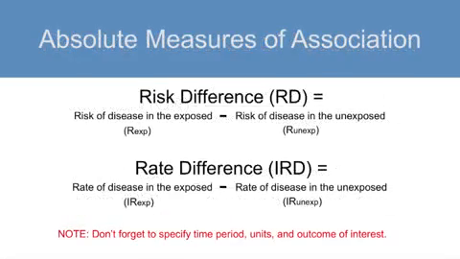Here are the formulas for the risk and rate differences. These formulas express the risk or rate among exposed in excess of that among the unexposed or less exposed. Difference measures consider the risk or rate among the unexposed as the background risk or rate. In other words, a risk or rate that occurs in the absence of the exposure of interest.